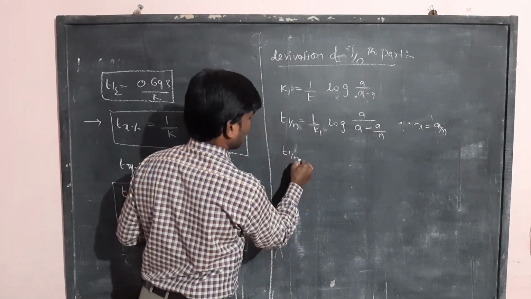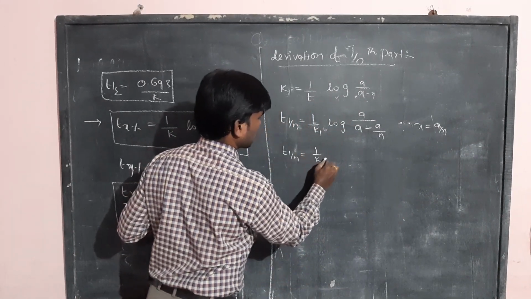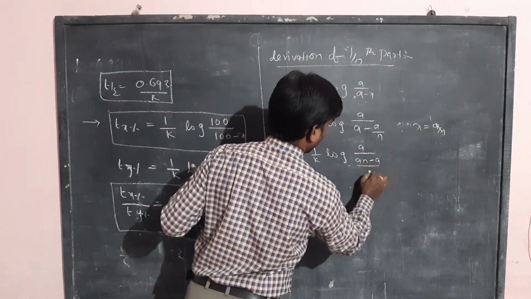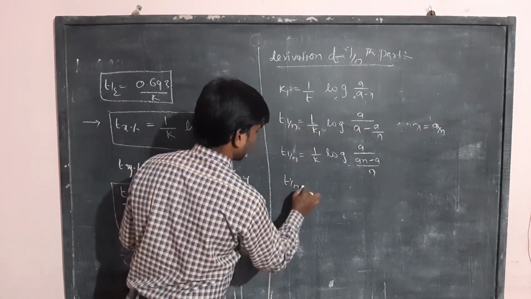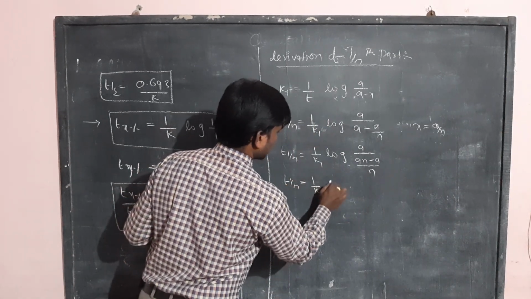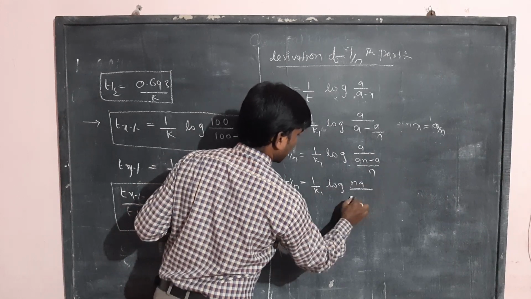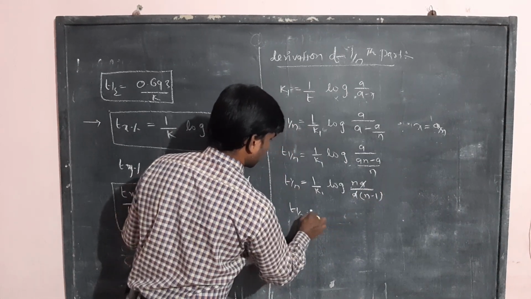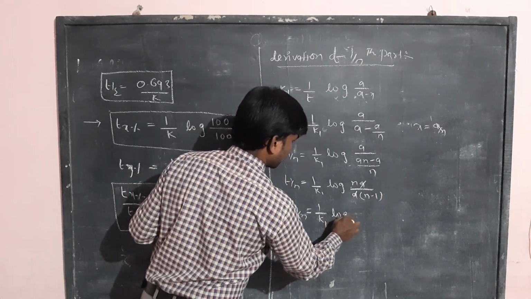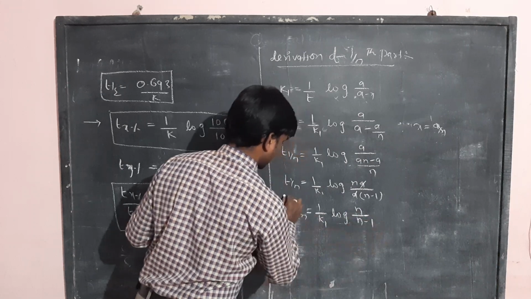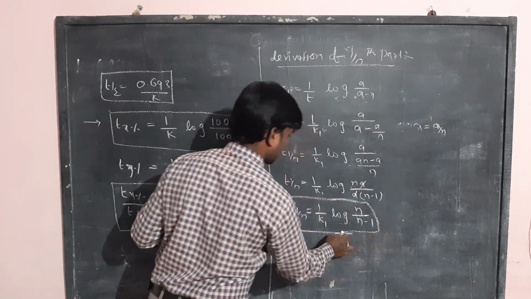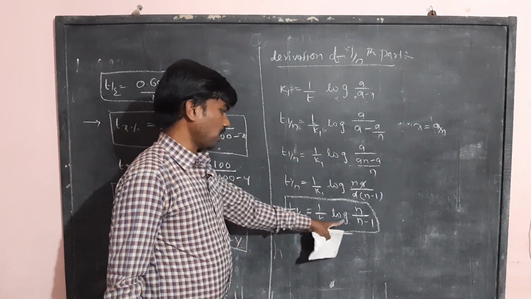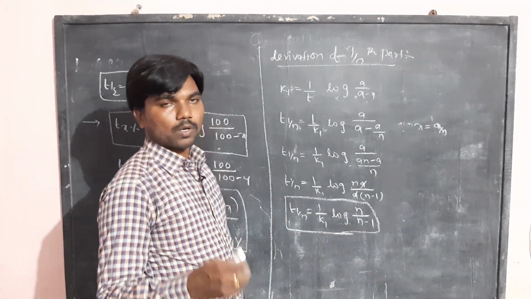So t nth part, the time required for completion of nth part, is equal to 1 by k1 log of a by a minus a upon n. So 1 by k1 into log of na by a is common here, n minus 1, a gets cancelled. So t 1 by nth part is equal to 1 by k1 into logarithm of n by n minus 1. This is one of the important equations regarding competitive exams. So t 1 by nth part is equal to 1 by k1 into log of n by n minus 1. N is nothing but the completion of nth part.